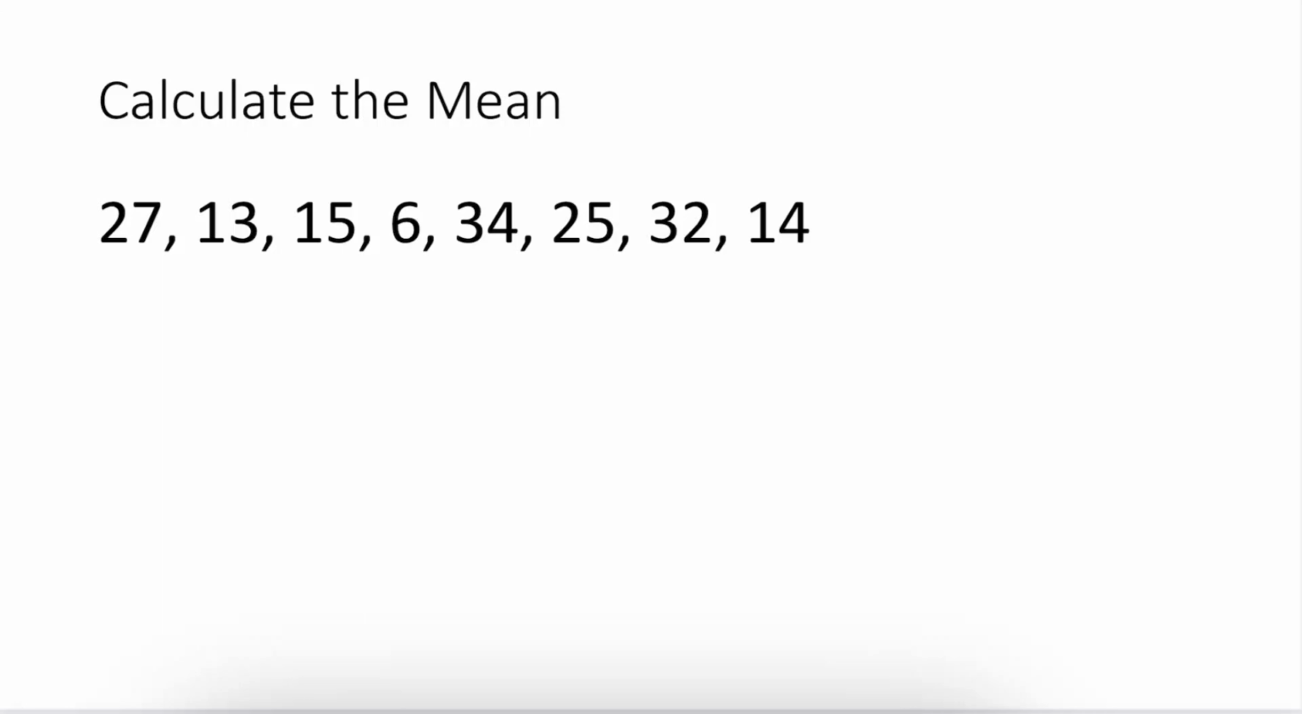All right, so when I add up all of these numbers, I get the number 166. And then I'll divide by the number 8 because there are 8 data points. And that tells me that the mean is 20.75. So these 8 data points are centered around 20.75.